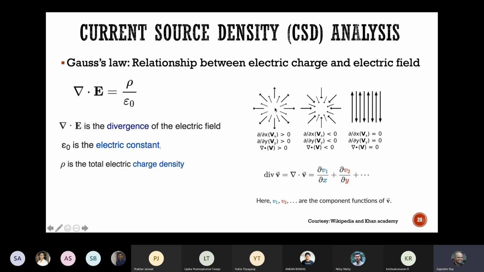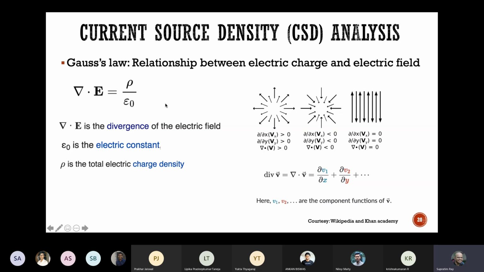It's positive if there's a positive source sitting here, so that electric field lines are all going out. It's negative if there's a negative charge, so that all electric field lines are going in. And for these kind of electric field lines, it is 0.